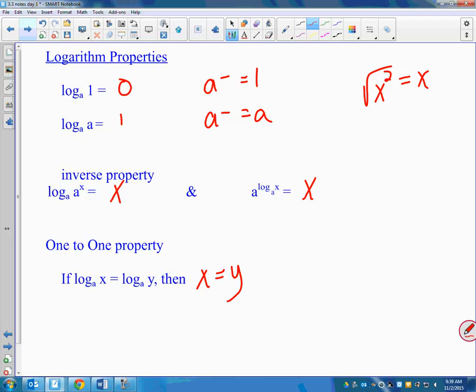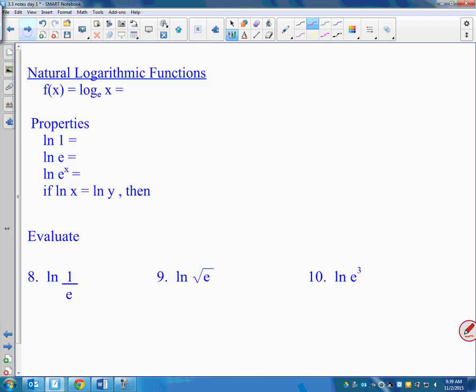Okay, so we talked about e last week, e being the natural exponential function. Well, then we have the inverse of that. So we also have the natural logarithmic function, and it's just a logarithm to base e. And since e is that number that we always just write as e, instead of writing log base e of x, we write ln of x. Why don't we write nl of x? I don't know. It doesn't flow as nice as ln.